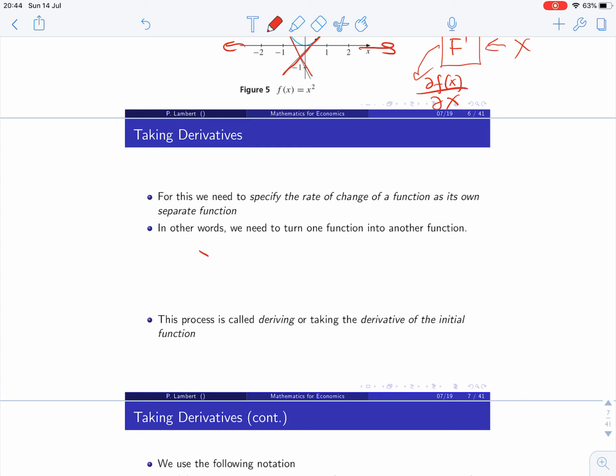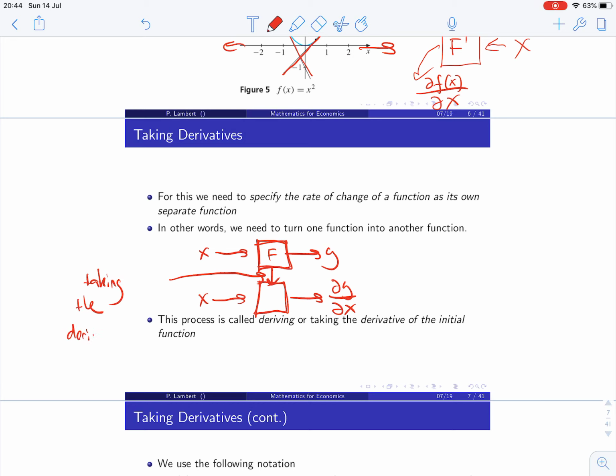As I said before, we have x's as our input, we have some function, and that function spits out y's. Now we want to have the same x's as our input, but instead of spitting out y's, we want this thing to spit out dy dx, or the instantaneous rate of change. And the process of going from this function to this function is called taking the derivative of this function. The process is called deriving or taking the derivative.